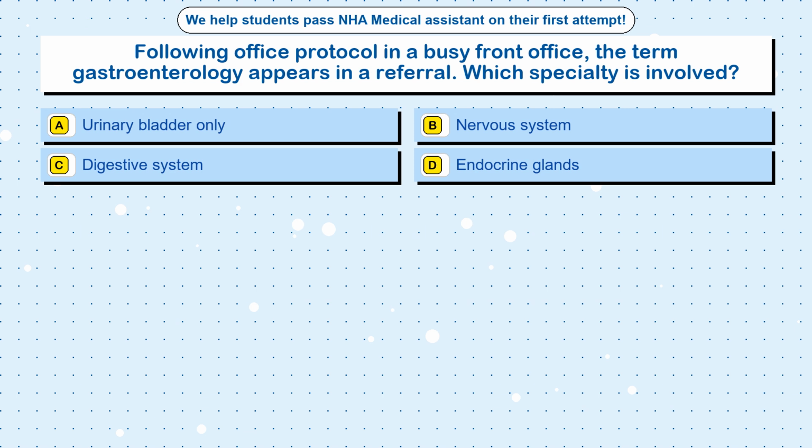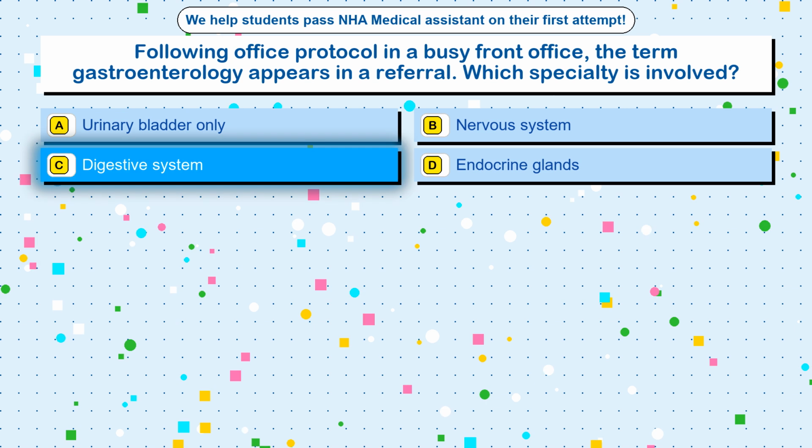Question 8. Following office protocol in a busy front office, the term gastroenterology appears in a referral. Which specialty is involved? Option A, urinary bladder only. Option B, nervous system. Option C, digestive system. Option D, endocrine glands. The correct answer is option C, digestive system.